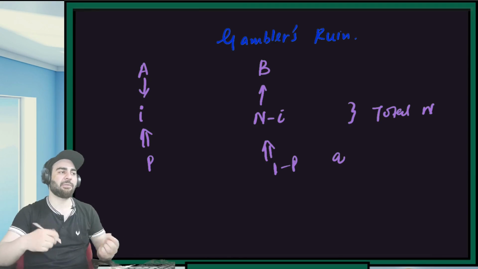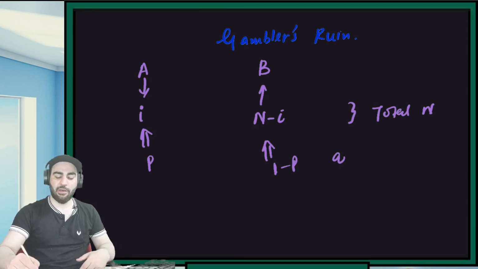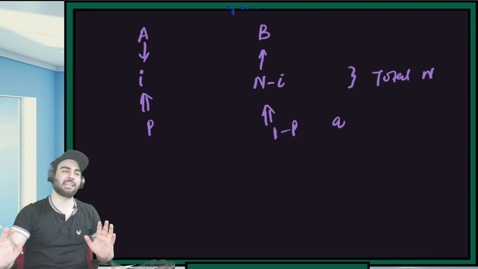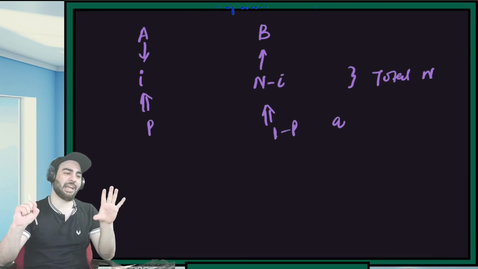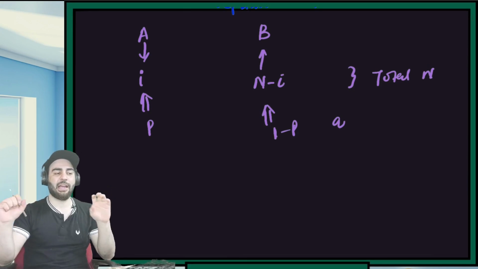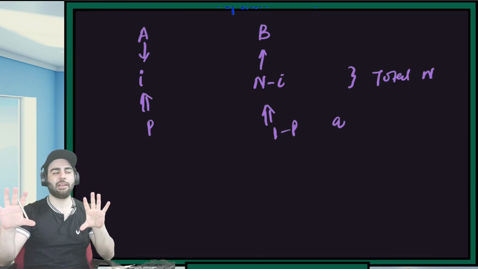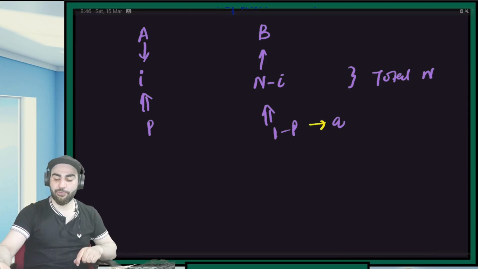Each round, some game is happening. The probability of A winning that round is p, and the probability of B winning is 1 minus p, or we will call it q. So this is the setup of the game: two gamblers, A and B. One has i and the other has n minus i dollars.